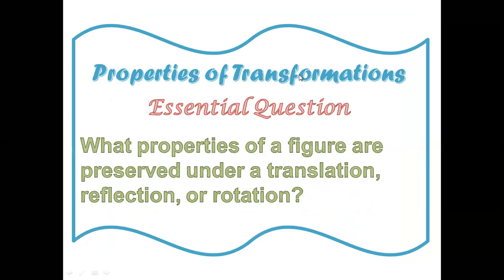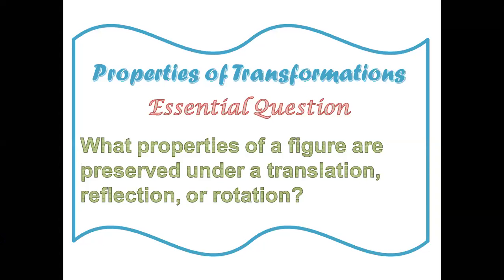The properties of transformations, and the essential question: what properties of a figure are preserved under translation, reflection, or rotation? Yani, what is the property of the shape? When you do a translation, it's like you are sliding the shape, or you're moving the shape from one place to another. And when you move, for example, your book from the school to your home, it's going to be the same book. It's not going to be a larger one in size or smaller one in size.